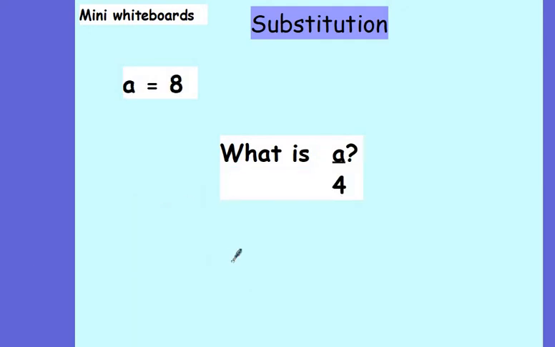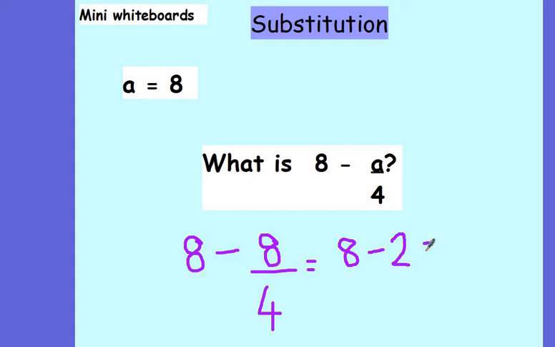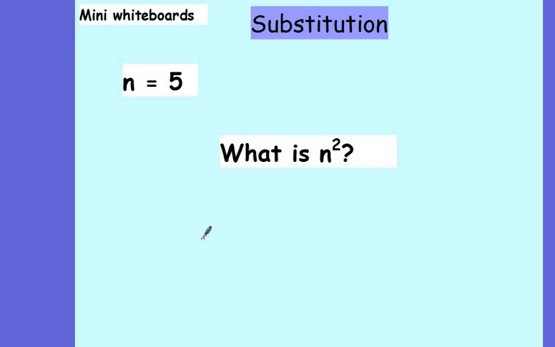How about now? What's a over 4? Everywhere we see an a, we need to write the number 8. So we've got 8 over 4. 8 divided by 4 is what, Sophie? 2. Excellent. How about if a is 8, what is 8 minus a over 4? This time we've got 8 take away 8 over 4, which gives me 8 take away 2, which is what, Charlotte? 6. Excellent.